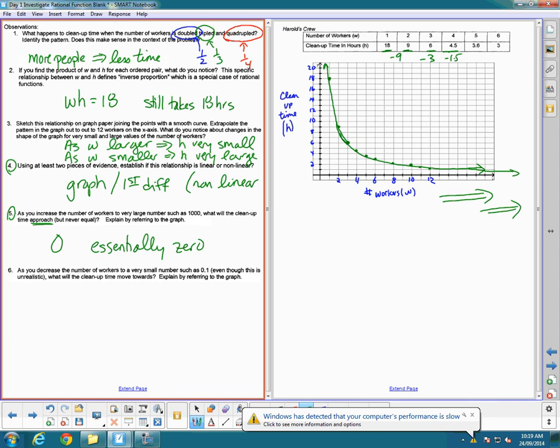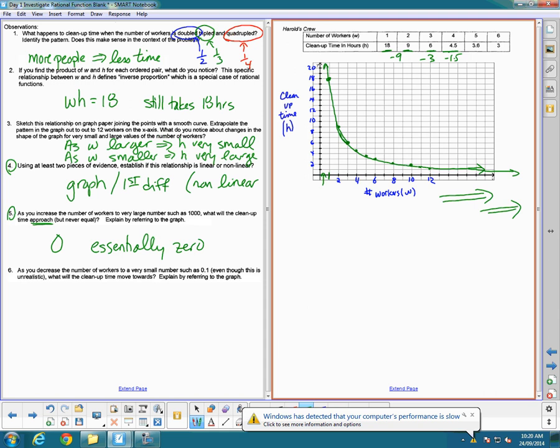So we know that one worker here took 18 hours. Well, what if you had half a worker? Now, again, that's not really realistic. But let's say it's one person working at half speed. So it's like half a worker. Well, then the time is going to go up to 36 hours. It's going to take twice as long, right?